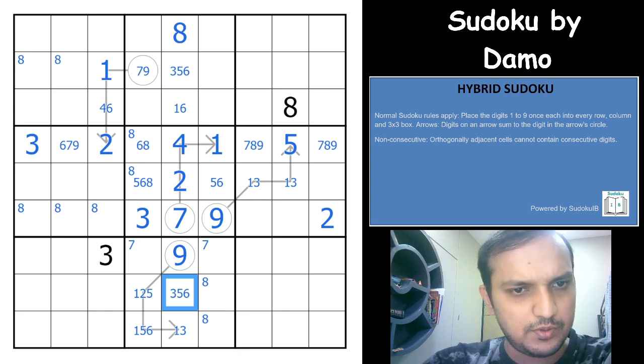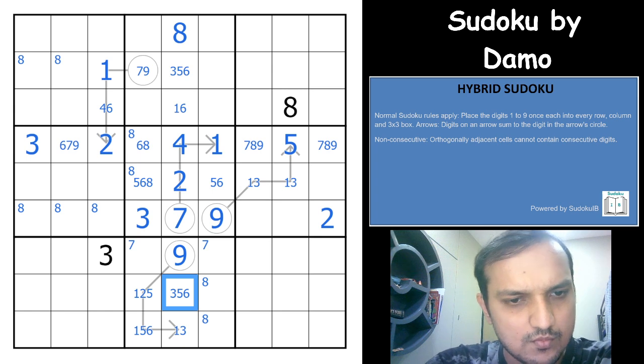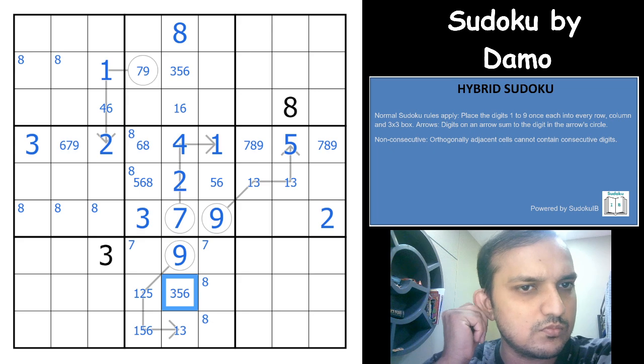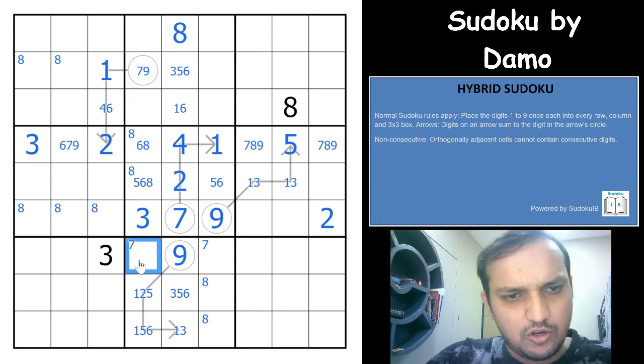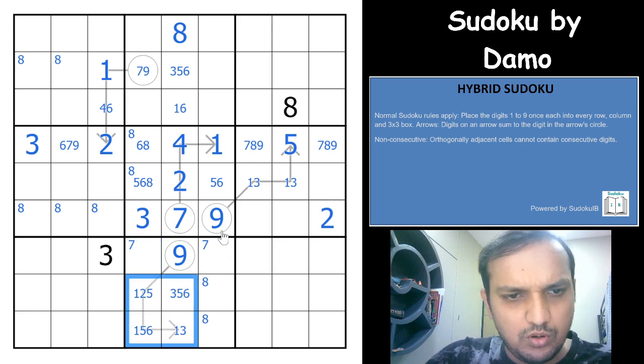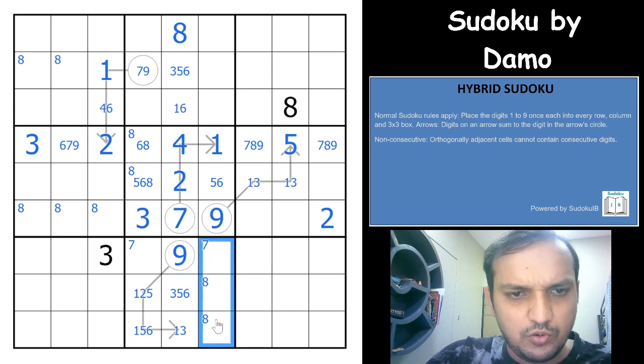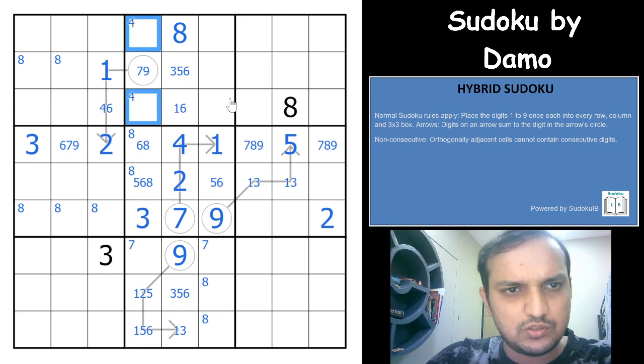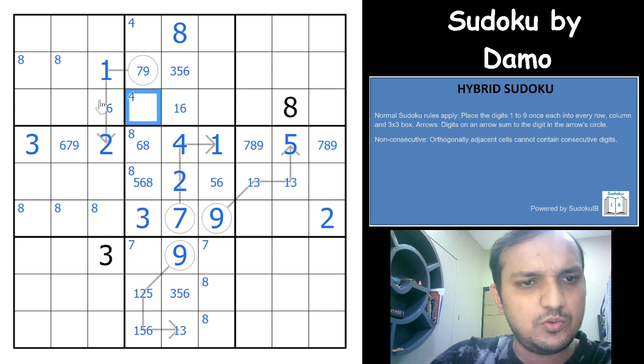Where could a 4 be? Okay, this cell cannot be a 4. None of these cells can be a 4. So 4 is in one of these three cells. That gives you 4 in one of these two cells, right? This is a 4, that is 6 and 1. Okay.